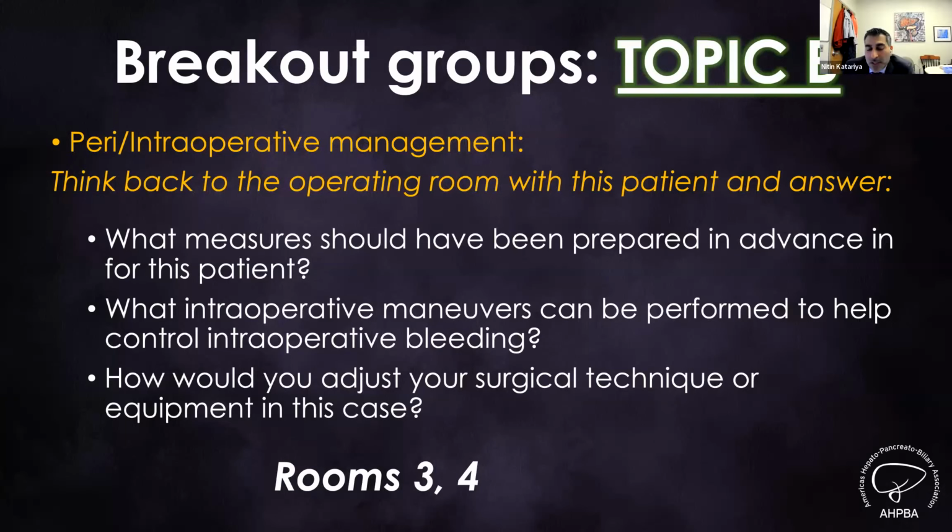I want to echo Dr. Orloff's comments. I agree with him 100%. I would do the same. The only thing is I like the Aquamantys sometimes for thicker or tougher liver parenchyma. So sometimes I'll use that or the TissueLink. I feel like that's sometimes more hemostatic. But outside of that, I think it's really important to get in, get out, get it done quickly, and really have good communication with your anesthesiologist.